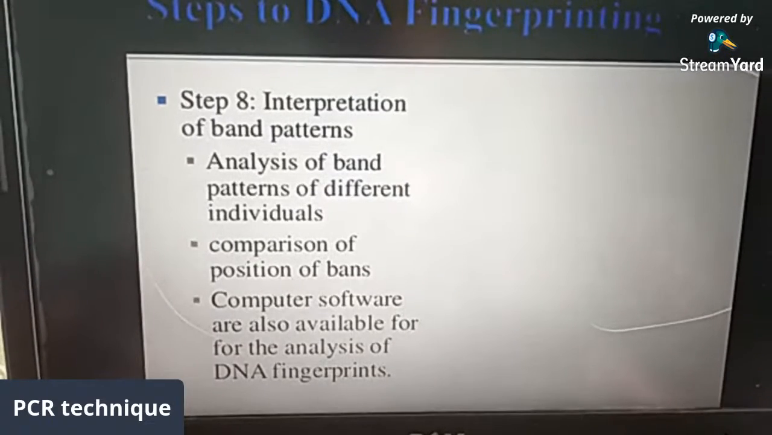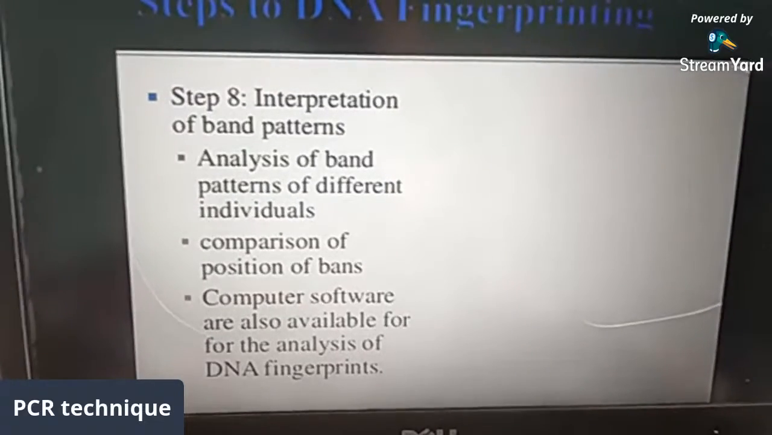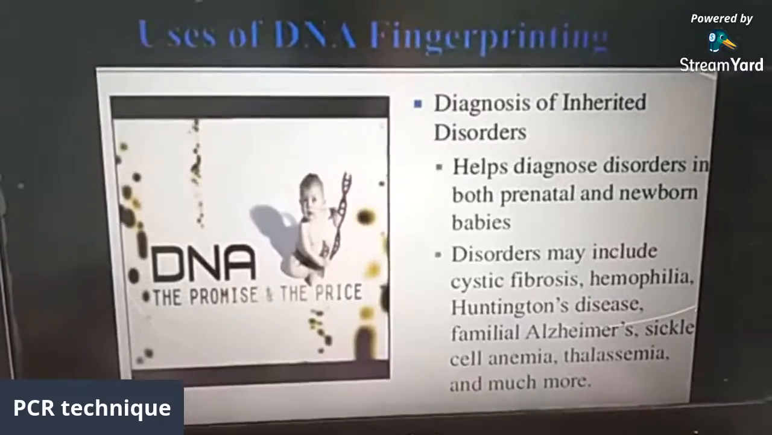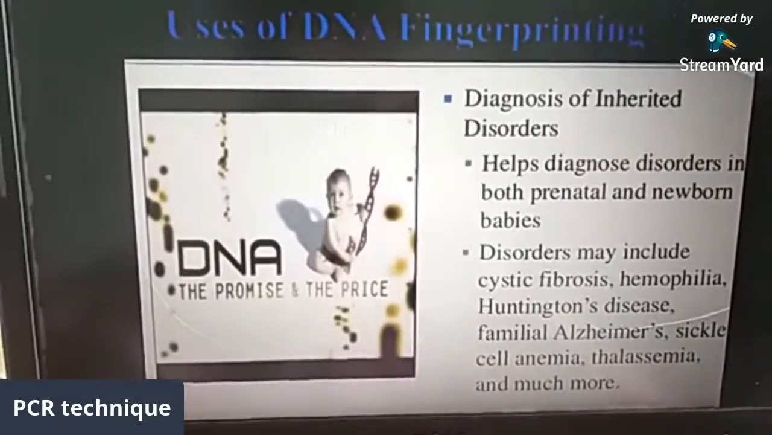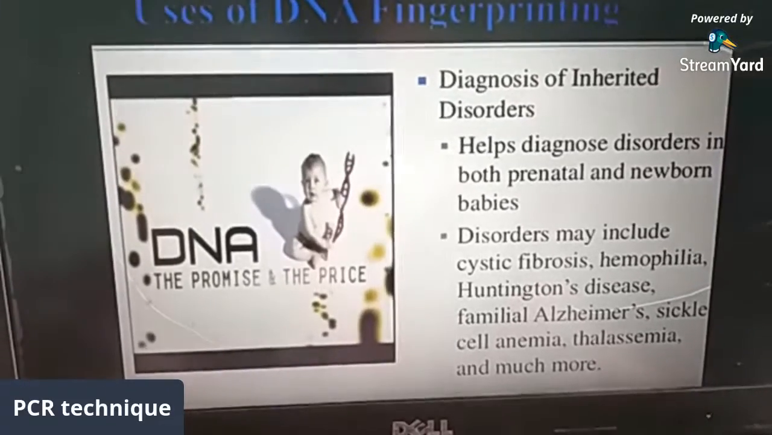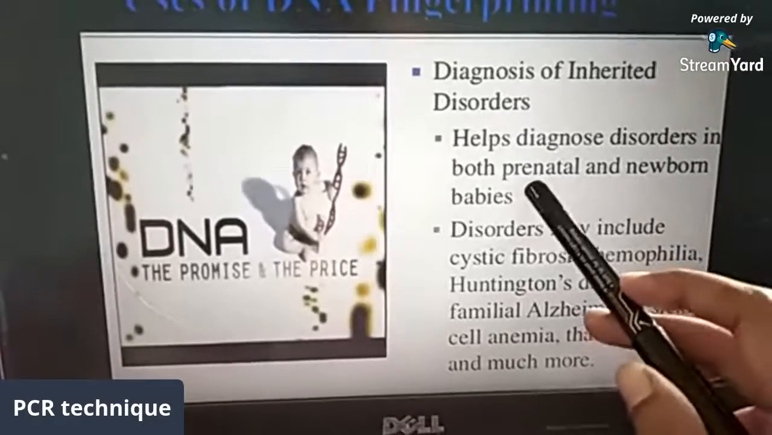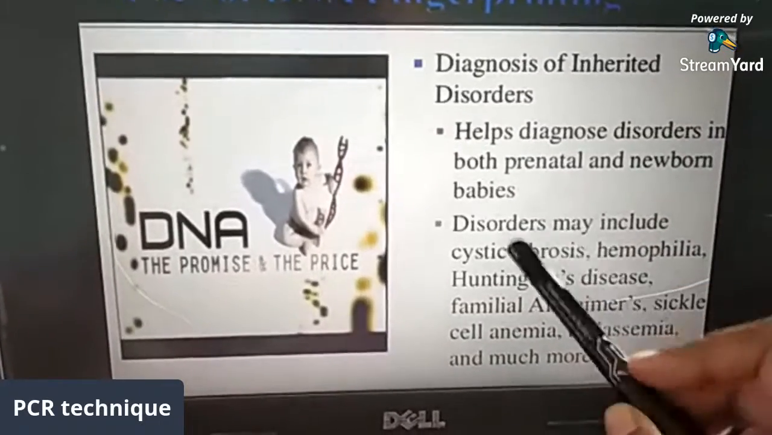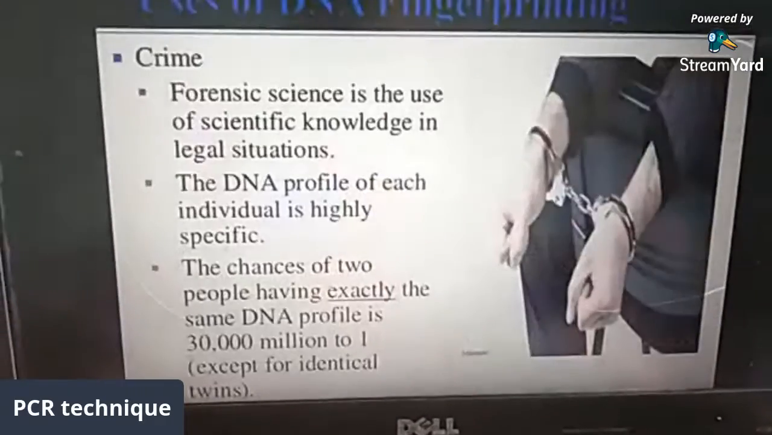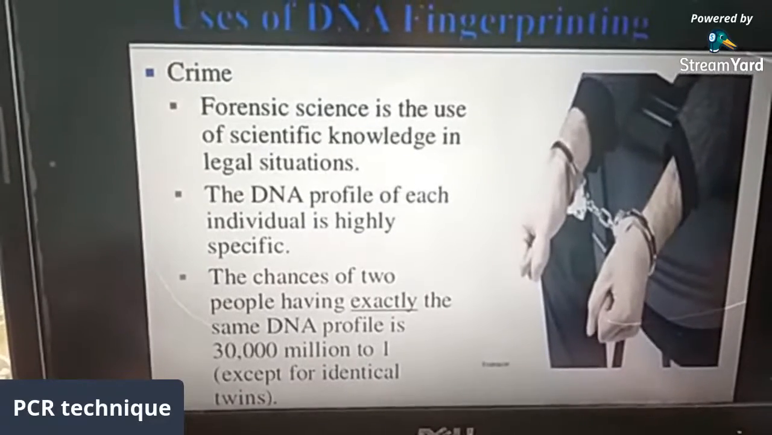So that's why this DNA fingerprinting process or method is very useful to detect the criminal. Okay. So what are the uses of the DNA fingerprinting method? First, diagnosis of inherited disorders. Second, it helps diagnose disorders in both prenatal and newborn babies. Third, disorders may include cystic fibrosis, hemophilia, Huntington's disease, all those things. And the last, the main thing, is to detect the criminal.